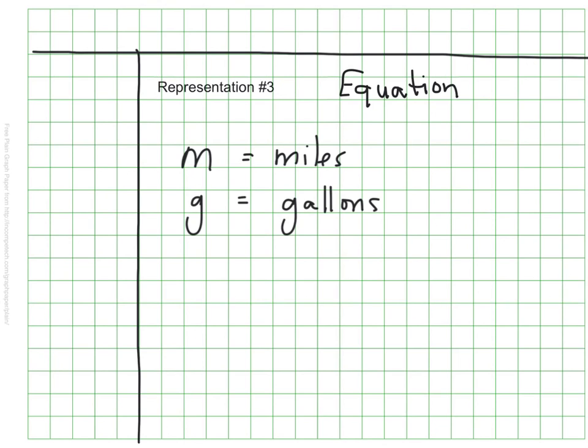Now, we have probably noticed from our other representations that if we have 1 gallon of gas, we can multiply that by 30, and it will tell us that we can go 30 miles, right? If we have 2 gallons, each one of those goes 30 miles, so we would have 60 miles altogether, right? So I can write an equation that matches this situation. And in this case, the number of miles that I'm traveling is equal to the number of gallons times 30, right?